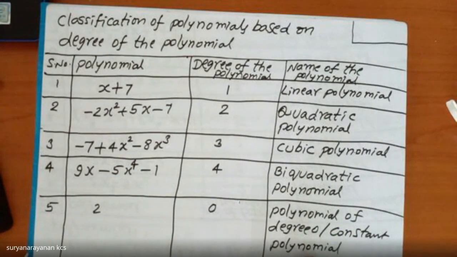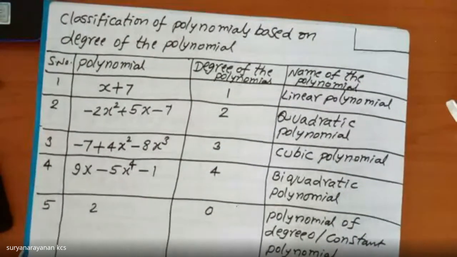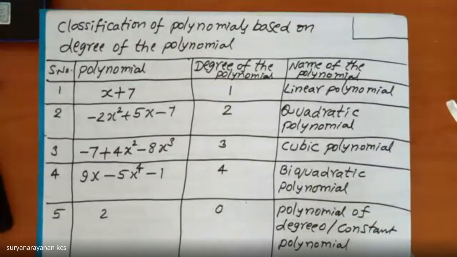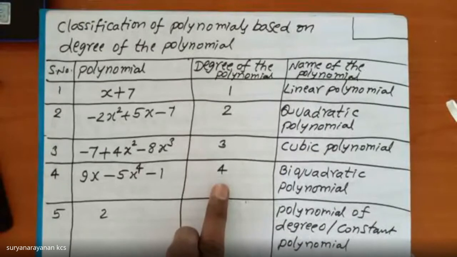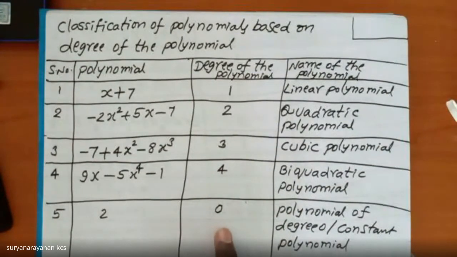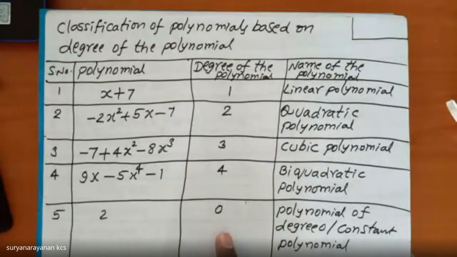There is no special names. The degree of the polynomial is more than 4. The degree of the polynomial is 5. We call that polynomial as polynomial of degree 5. The degree of the polynomial is 6. We call that polynomial as polynomial of degree 6. Like this only. There is no separate names.